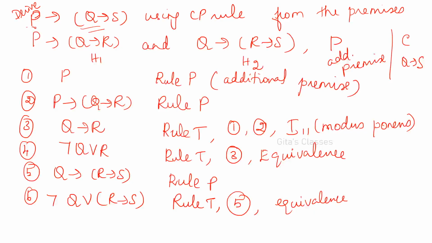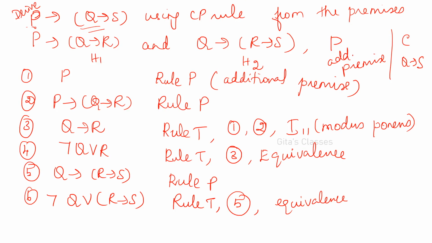Then next one is not Q or R, which step I have written? 6, 7. Not Q or R and R conditional S. Right? This is a formula I am using actually from step number 4 and 6. Here I have not Q or R. Here I have not Q or R conditional S. So I am going to club this using distributive law.